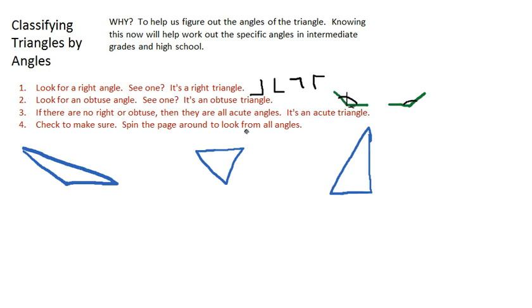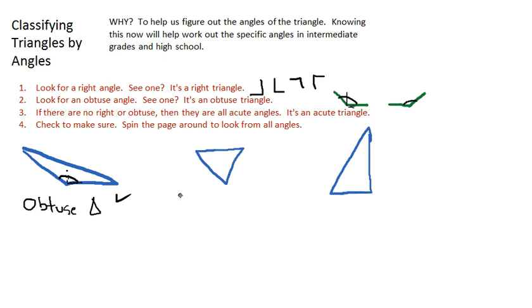So let's take these steps and see if we can identify these following triangles. Number 1, I'm going to look for a right angle. Nope, that's not an L, not 90 degrees. Step 2, let's look for an obtuse angle. If this was an imaginary right angle here, it looks like it's getting larger, going past that. So it's an obtuse angle, and therefore we call it an obtuse triangle. Check. Awesome.